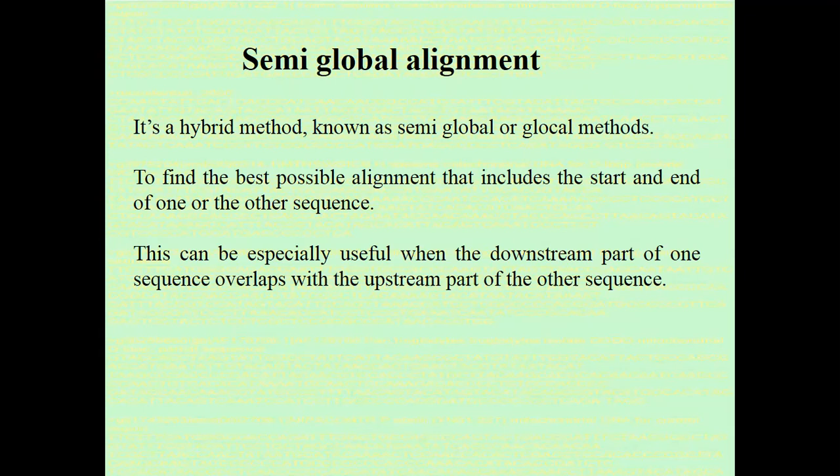jump on local alignment. Semi-global can be specifically useful when the downstream part of one sequence overlaps with the upstream part of the other sequence. If there are two genes or two proteins, suppose an example of protein A that has 1 to 100 amino acids, however protein B has 1 to 110 amino acids. However, the portion of protein A from amino acid 80 to 100 is similar to the portion of protein B from 10 to 30, then you have to go for semi-global alignment.